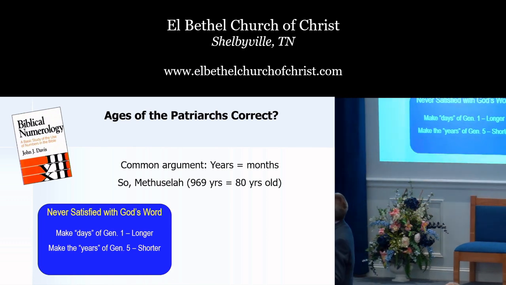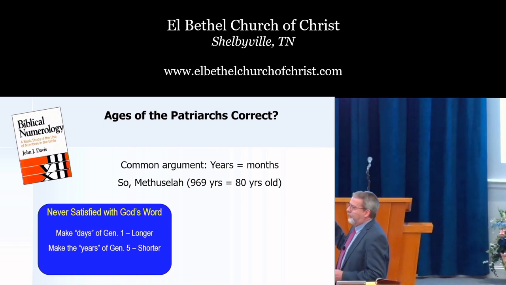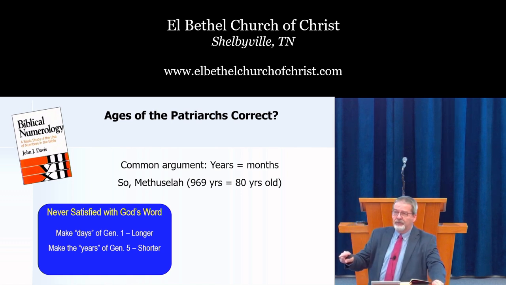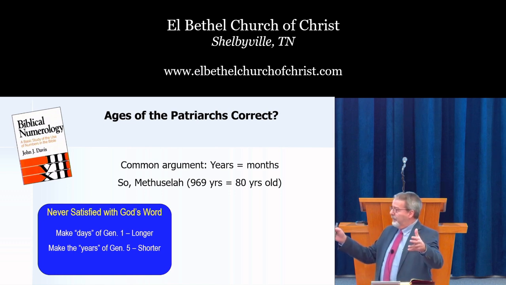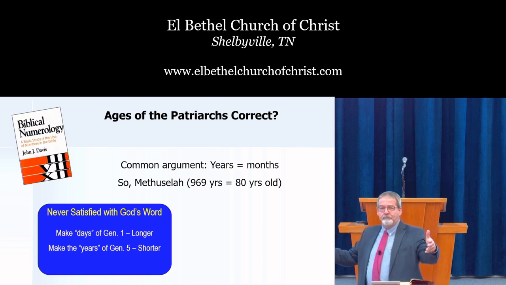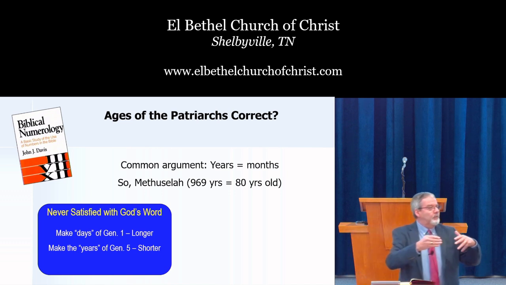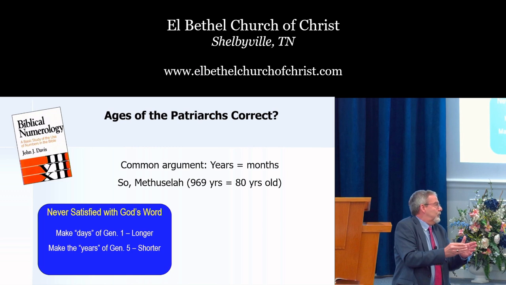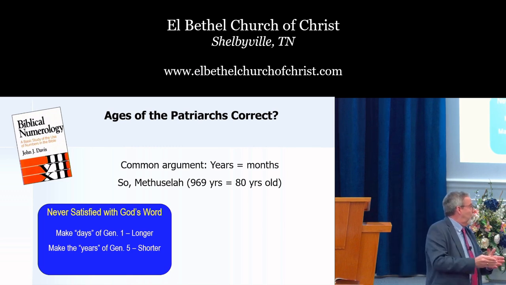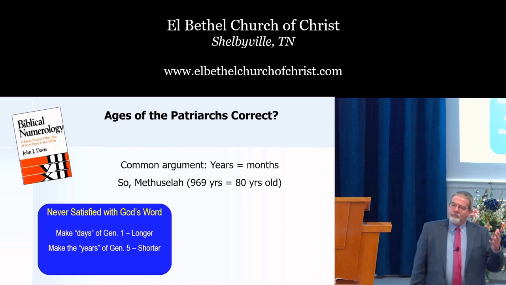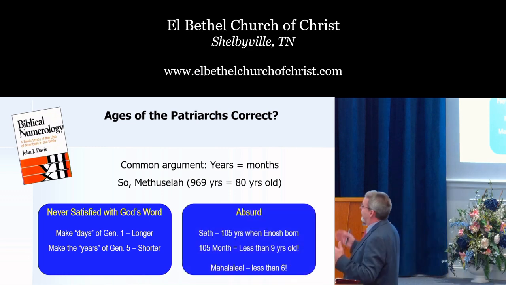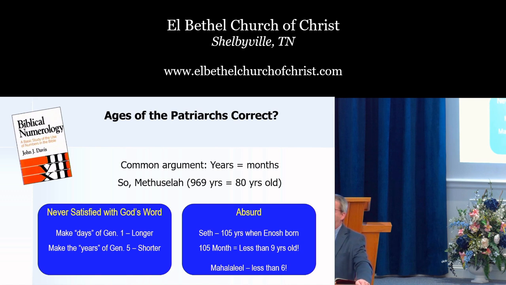Now, what's interesting is those who are critics of the Bible are never satisfied with God's word. When God says the world was created in 6 days, they make the days longer, like millions of years. And then when it says someone lived 969 years, they make that shorter. So they take one thing, make it longer, another thing, make it shorter, rather than taking God at his word. But as one of the polemics said a number of years ago, let's try this on for size now and see how this works.